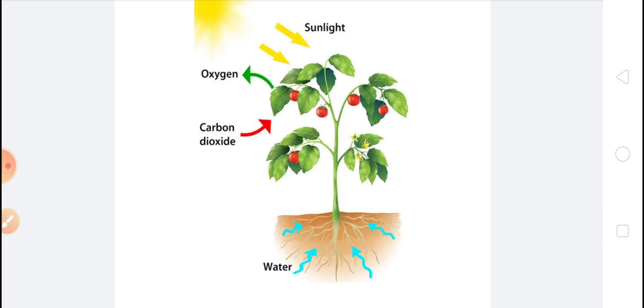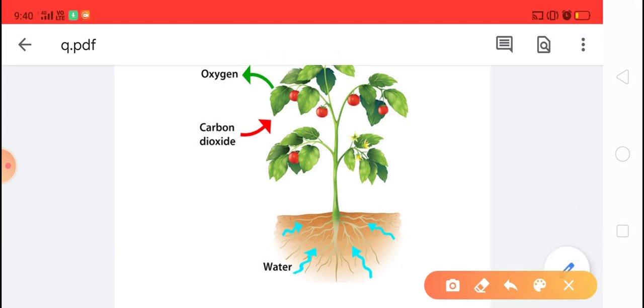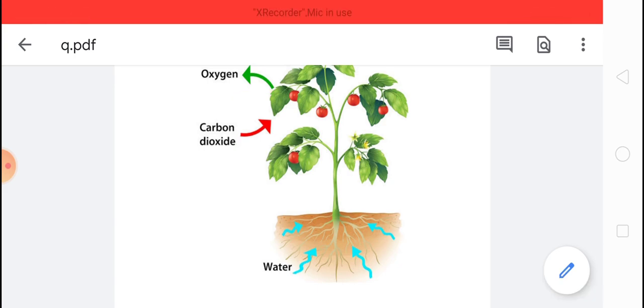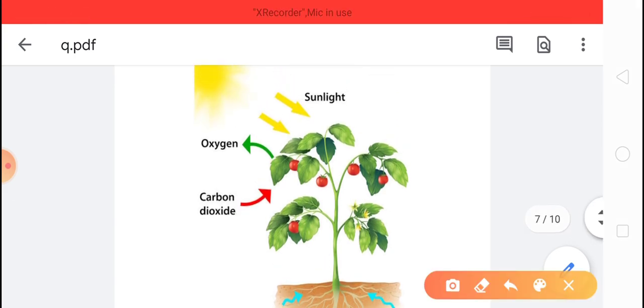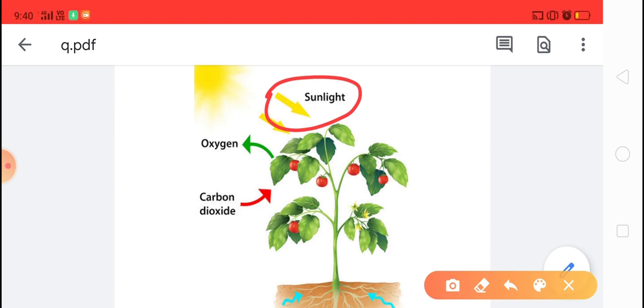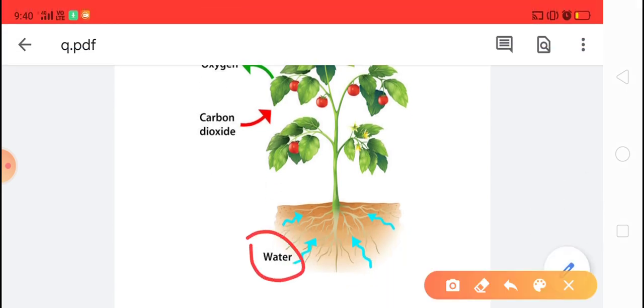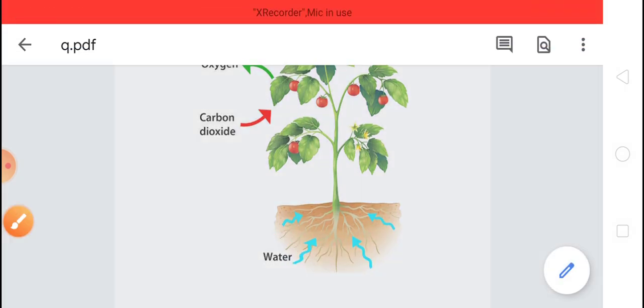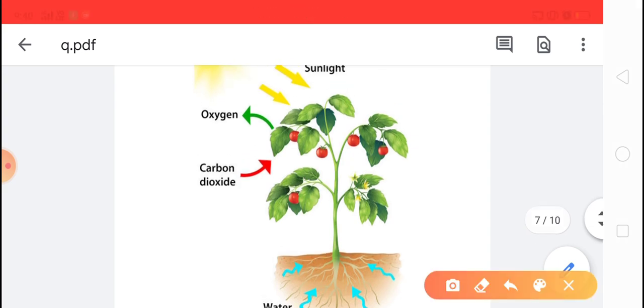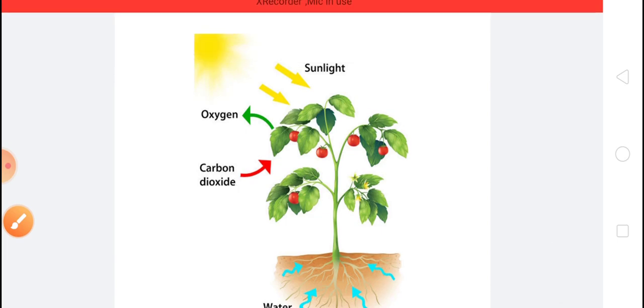Means in this process, with the help of sunlight, plants make their own food with the help of carbon dioxide and water. And in this process, the oxygen is liberated as a byproduct.